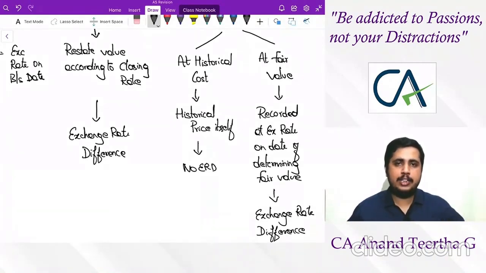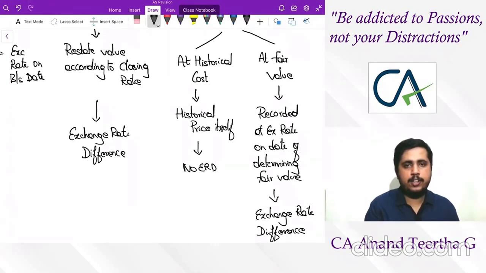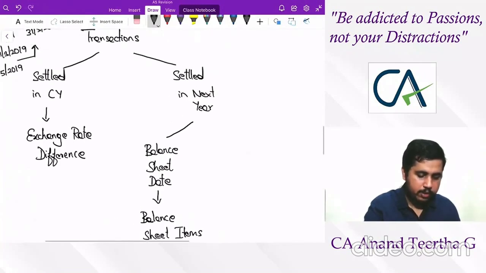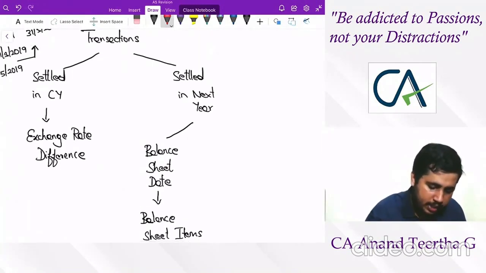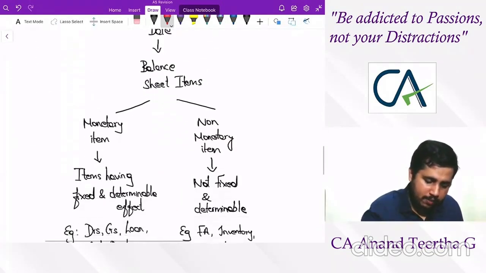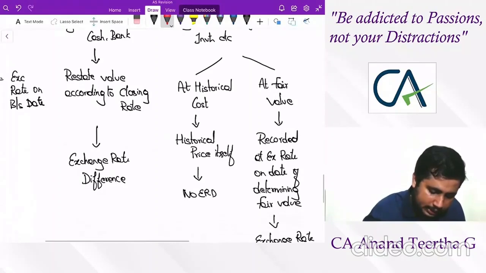So you purchased it on 1st March. You are restating as on 31st of March. Those two rates will not be the same. What happened then? The difference is called as exchange rate difference. Okay. So exchange rate difference arose if the settlement is happening between two dates. You could see here, I will underline that. It arose over here also. Then even in balance sheet also, there are chances that exchange rate difference will arise.